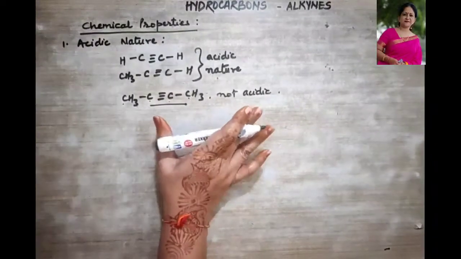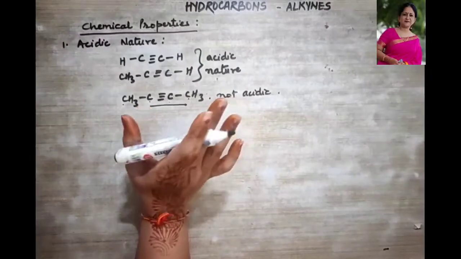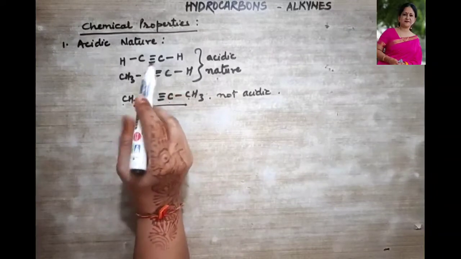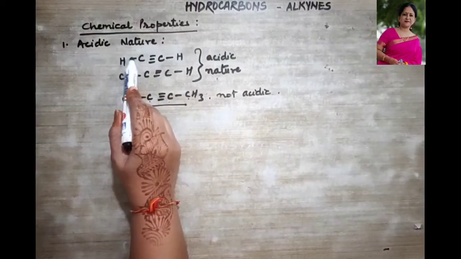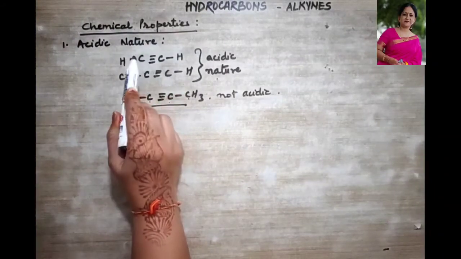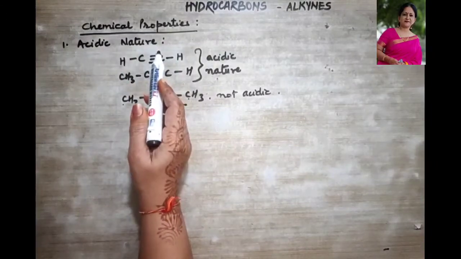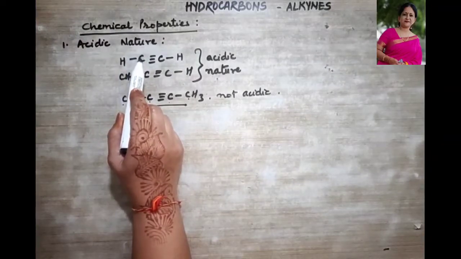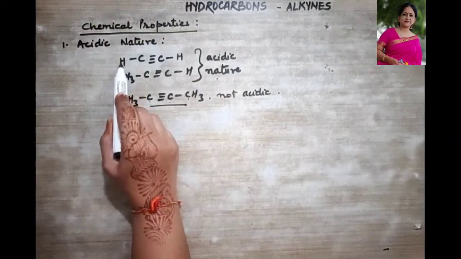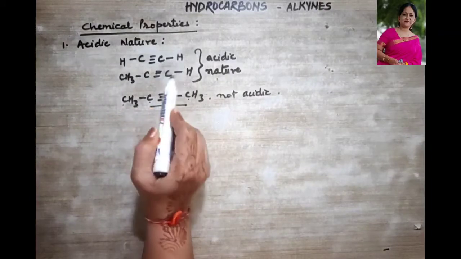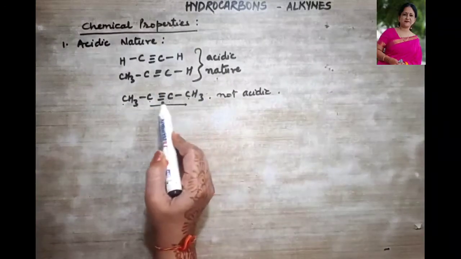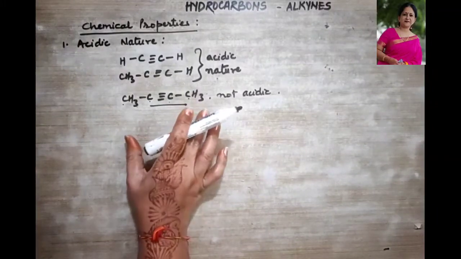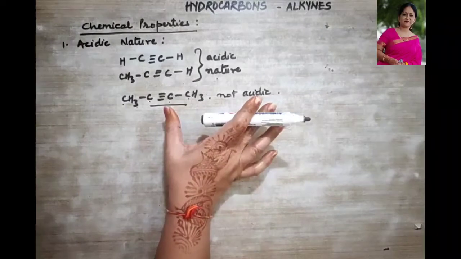So the acidic nature of the terminal alkynes is explained by considering the involvement of what? The involvement of this bond which is sp hybridized, right? Or we can say that sp hybrid orbitals of the carbon atom are formed over here with this carbon, but here we do not see the sp hybridization between carbon and hydrogen, and therefore they do not show acidic nature.